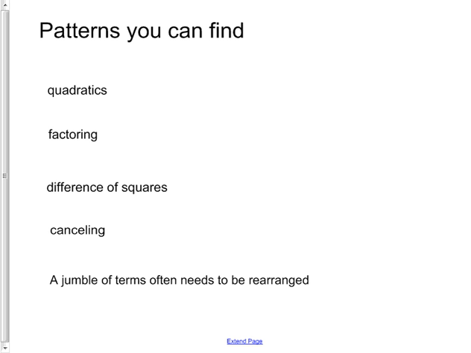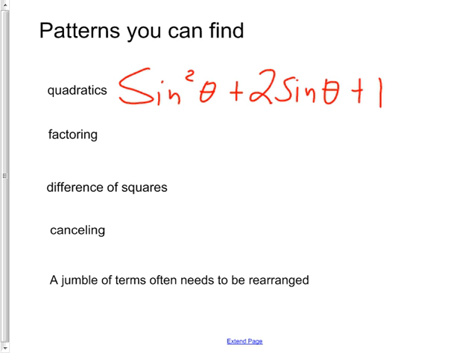So, patterns you can find. Quadratics. If you see a quadratic, by now I'm hoping I can just write this, and you should be able to factor it. Okay? Try this one, please. No, let's start with a simpler one. Sine squared theta plus 2 sine theta plus 1 equals 0. Factor it.